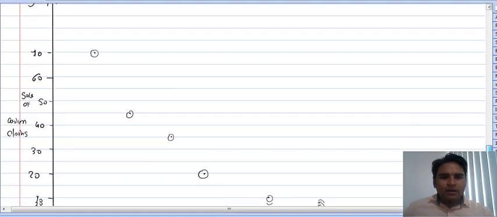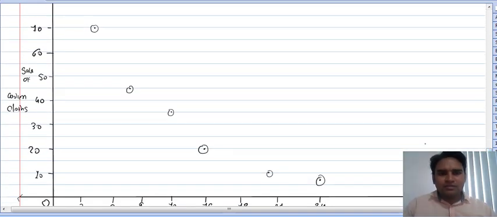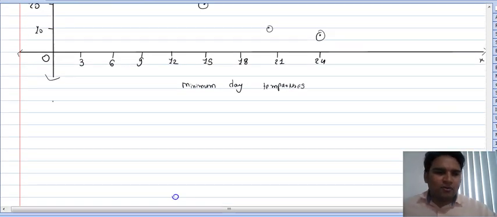Okay, so what do you think, which diagram will it be? So it's downward. You can see all the intersection points indicate a downward line, and they are not on the exact line but lie around the line, so it indicates what? Partial negative correlation.